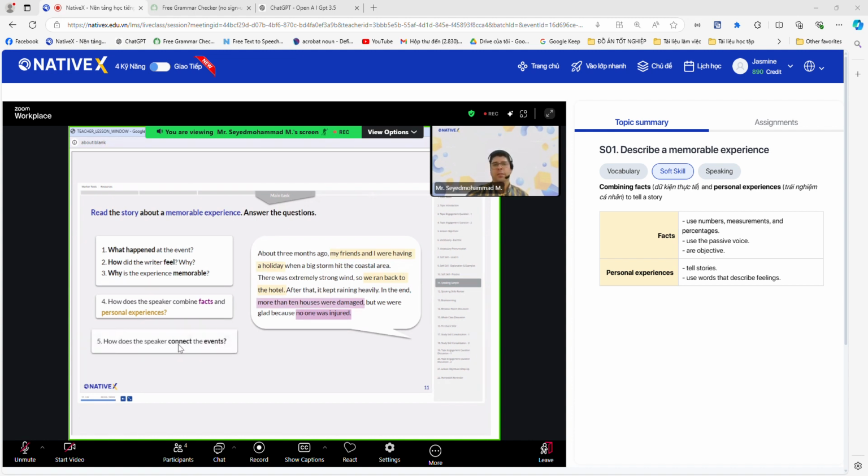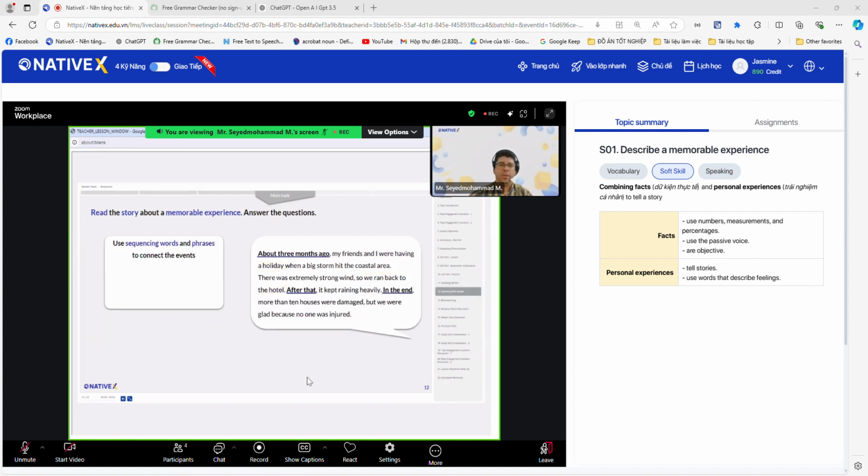Also, the writer talked about the friends and him or her having a holiday and they ran back to the hotel. Okay. And Tuan, how does the speaker connect the events? By using passive voice. Okay, about 3 months ago, after that, and in the end, the writer uses these to connect the events.